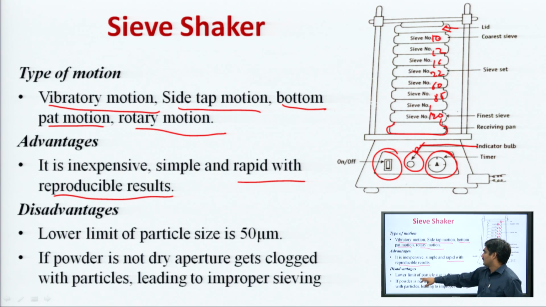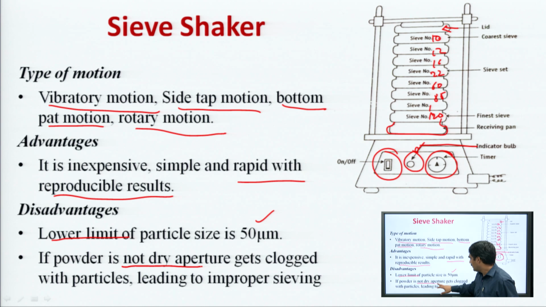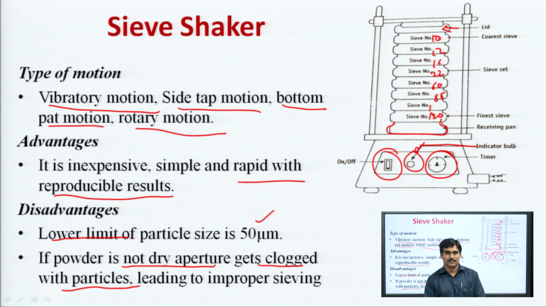Disadvantage: the lower limit of particle size is 50 micrometer. If the powder is not dry, if we are using moist powder, then the sieves get clogged with these moist particles, which leads to improper sieving due to the clogging of sieves.